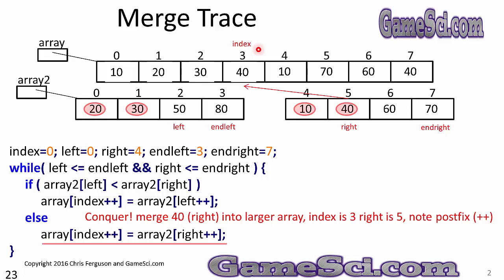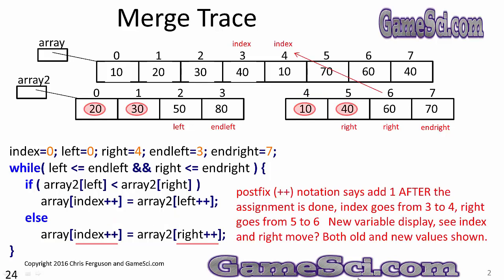Index is 3. That's where I want to go to. Right is 5. That's where I'm coming from. So I'm coming from the right and merging into index. Note the postfix notation. We're going to add 1 after the fact. Add 1 after the assignment is done. Index goes from 3 to 4. This will be the new merge position. Right goes from 5 to 6. We're going to exclude the 40 now. That's why there's a red circle around the 40.